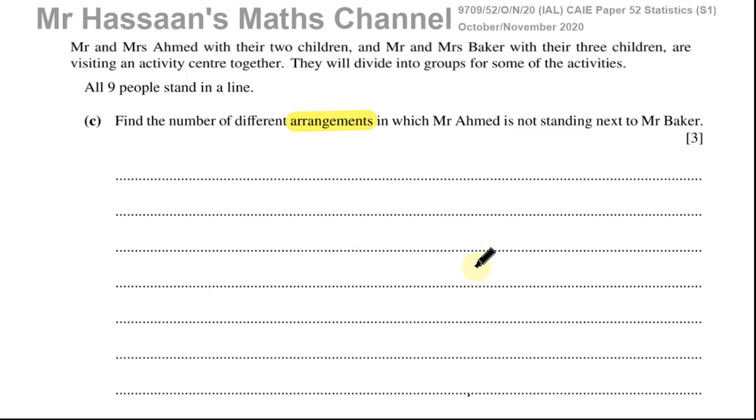So find the number of different arrangements in which Mr. Ahmed is not standing next to Mr. Baker. Now, this is a classic type of question. When you want to find the number of ways that 2 people or 2 items cannot be together, you have to basically find the number of ways that they can be together and subtract that from the total number of arrangements that you can have.